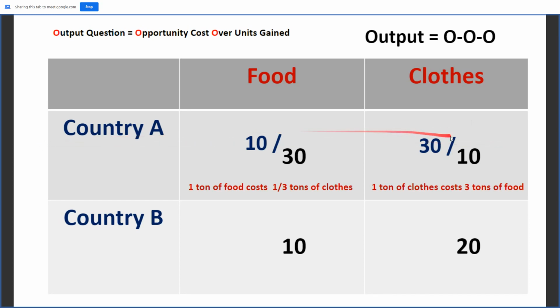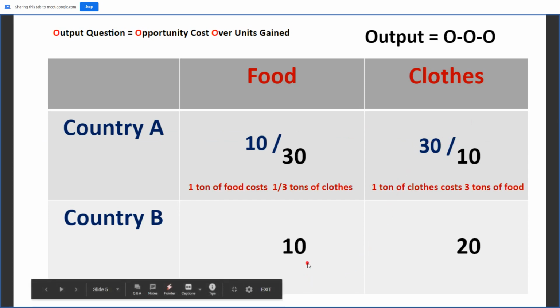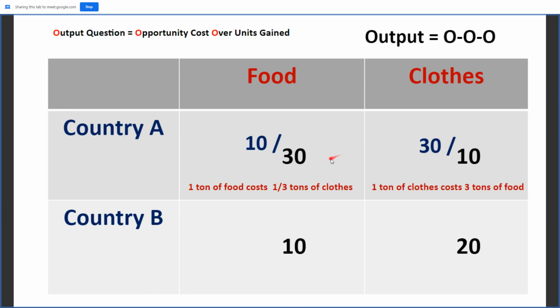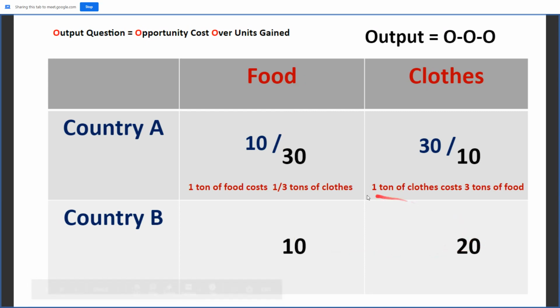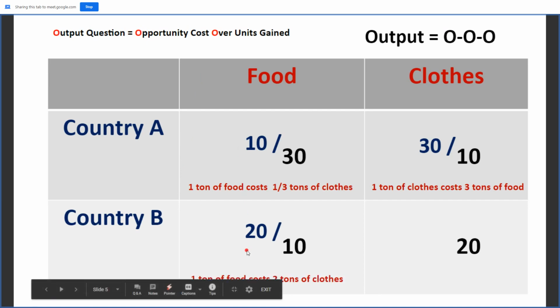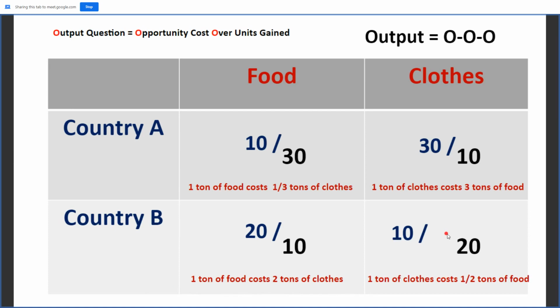So we've solved out for country A. We'll do the same thing for country B. Also, make sure you double check: if it's a reciprocal, you got it right. Country B, if I want to find the per unit opportunity cost of food, what do I give up? I give up clothes. So I'm going to take that clothes, drop it on top. Opportunity cost over units gained. For every ton of food in country B, I give up 2 tons of clothes. To solve on this side, every time I make clothes, I give up food. I'm going to take this food right here, throw it over the clothes, the units gained. Now I've got 1 ton of clothes is going to cost half a ton of food.